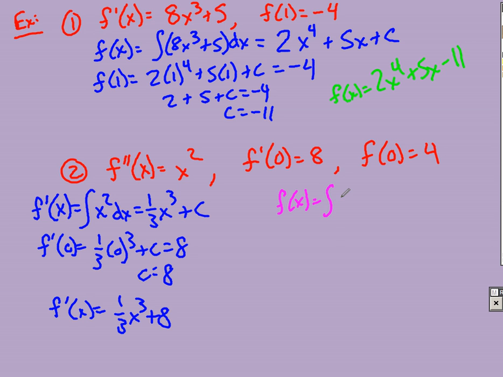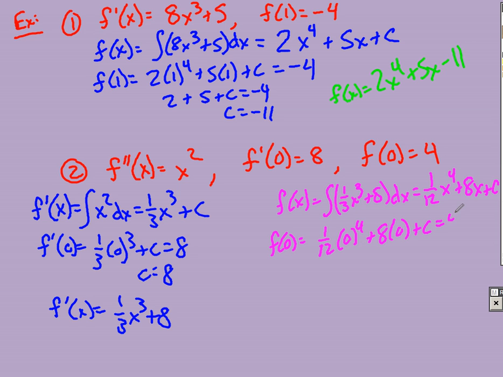Now I need to do this antiderivative yet again to find what f of x equals. So it should be the integral of 1/3 x cubed plus 8 with respect to x. And that would be, well, this is going to be x to the 4th power, to have 1/3 and then divided by 4 again, so 1/12 x to the 4th plus 8x plus c. I then would plug in f of 0, and it should equal 4, it tells us. So I'm going to plug in 0. 1/12 times 0 to the 4th plus 8 times 0 plus c is equal to 4. So again, I get c equals 4 with that.